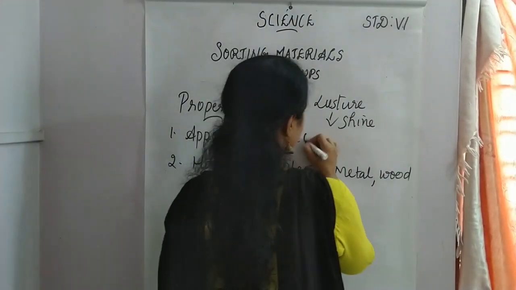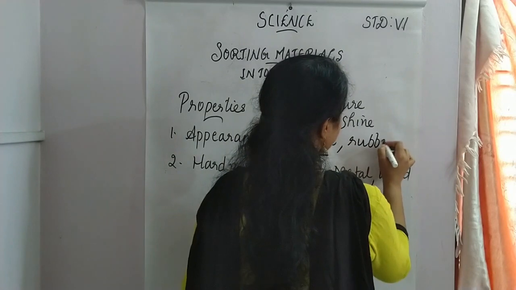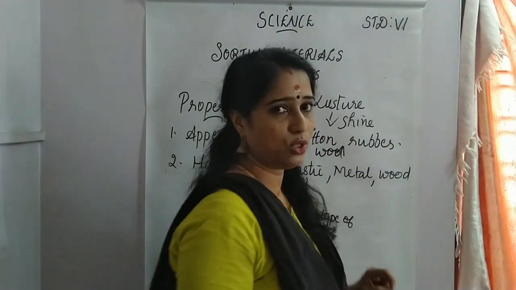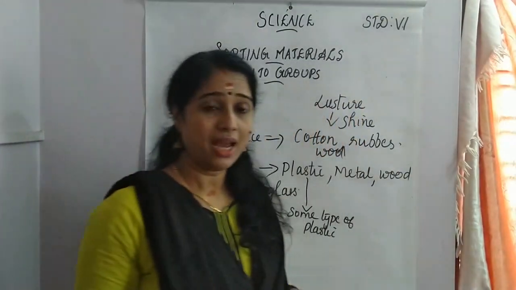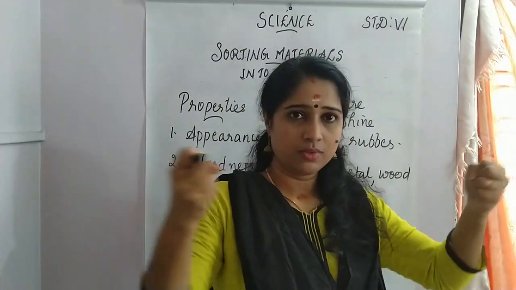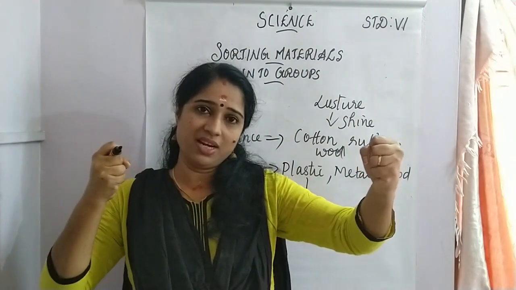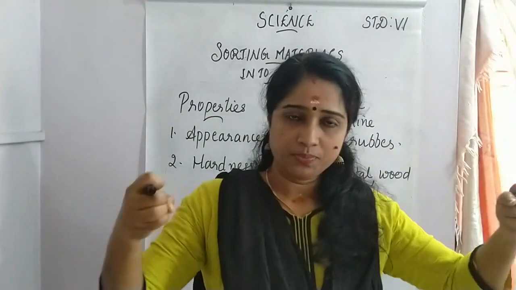And you know, some objects are there, like cotton, rubber, wool, they all are comparatively soft, isn't it? Cotton, rubber and wool are soft. And the rubber can be stretchable. You know that it can stretch. You all have that experience. You know, a rubber band, we can stretch it. And when we release it, it will come back, isn't it? So, rubber is stretchable.